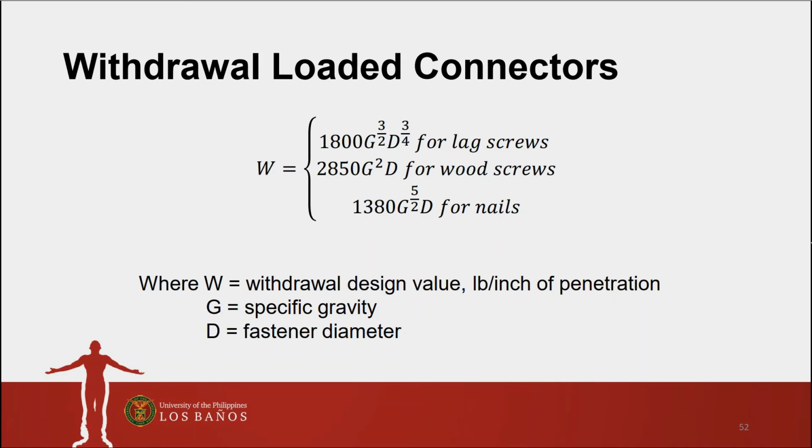For lag screws, we will use the equation 1800 G raised to 3/2 multiplied by D raised to 3/4. For wood screws, the equation is 2850 G squared multiplied by D. And last, for nails, the equation is 1380 G raised to 5/2 multiplied by D, where W is the withdrawal design value, pounds per inch of penetration, and G is the specific gravity of the wood. D, on the other hand, is the fastener diameter.